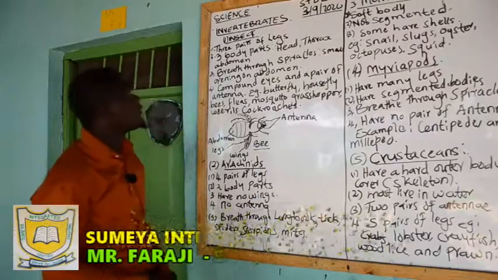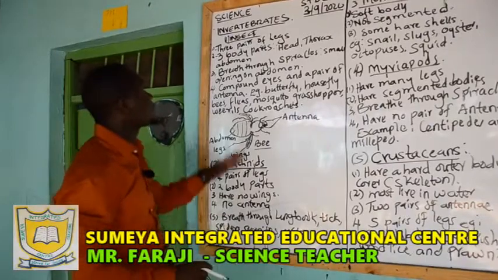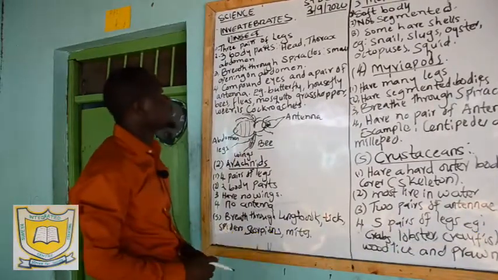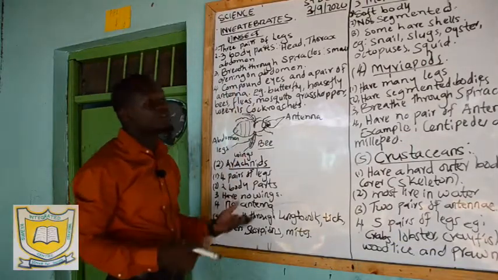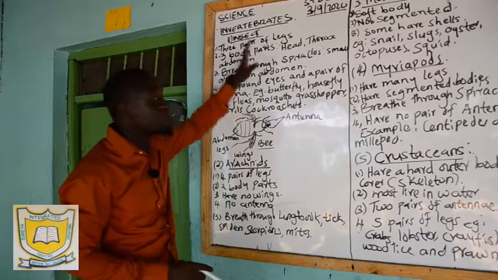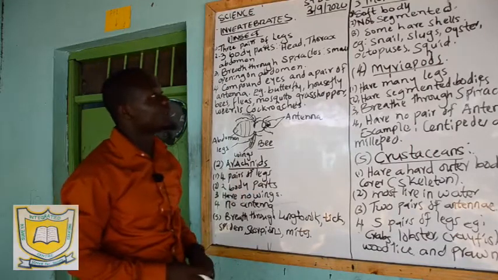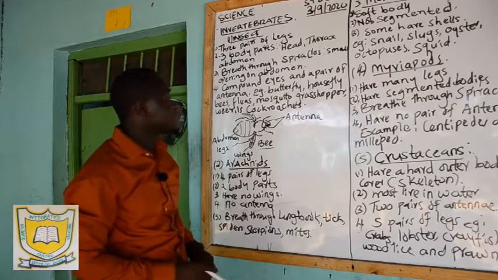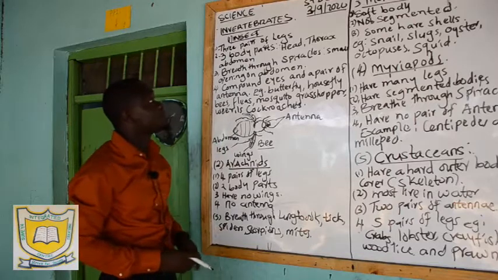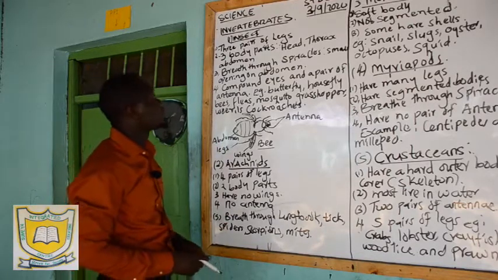Welcome to our science lesson today, and we are going to discuss invertebrates. You remember, during our last topic we talked about the classification of animals, and we said animals are classified as either vertebrates or invertebrates. Last time we talked about vertebrates and discussed their characteristics. Examples are mammals, reptiles, amphibians, and also birds.